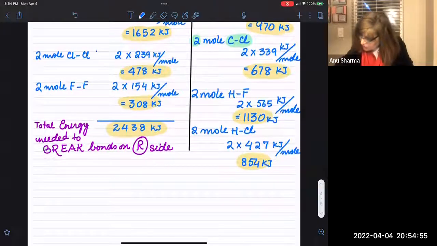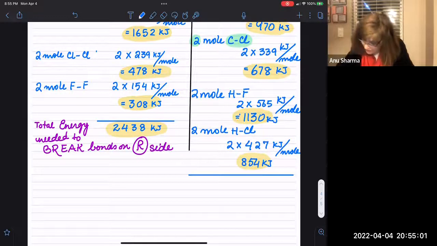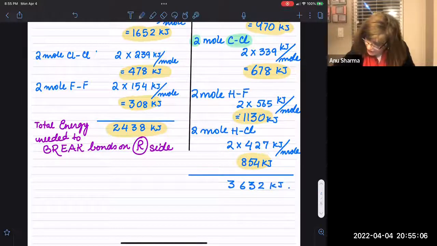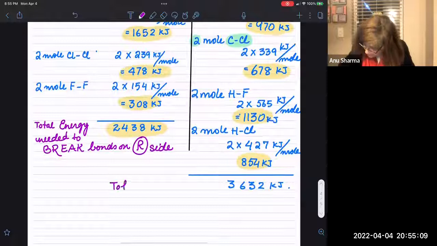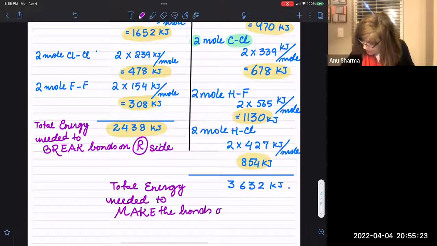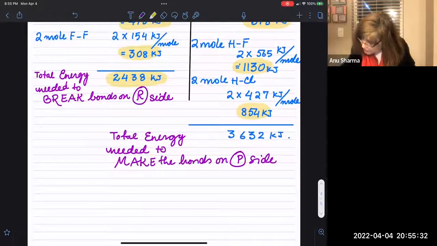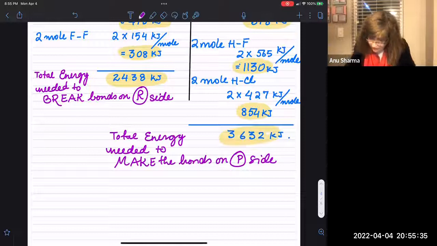Now you are going to add these. When you add, it becomes 3632 kilojoules. So this is the total energy needed to make the bonds on the product side. Now we're not done yet. We have to take these 2 numbers and get the value for the whole reaction.